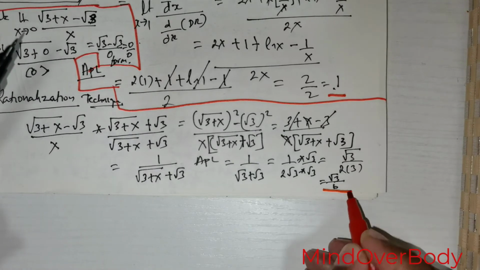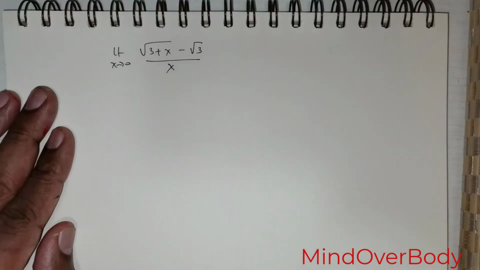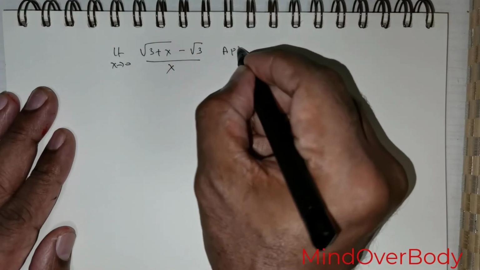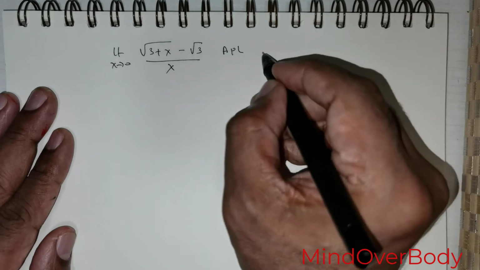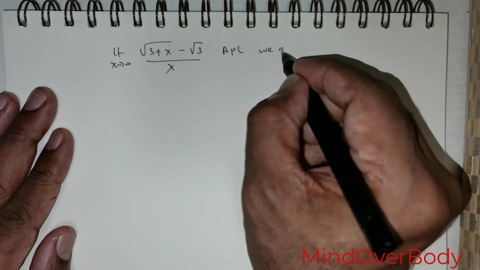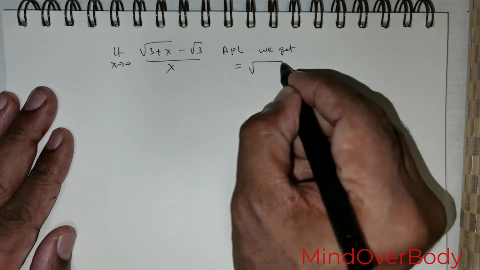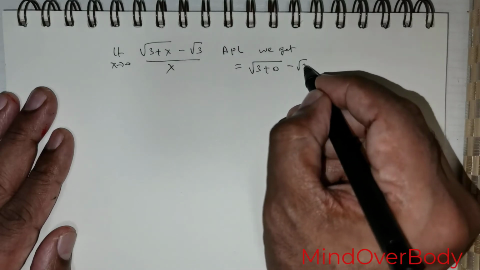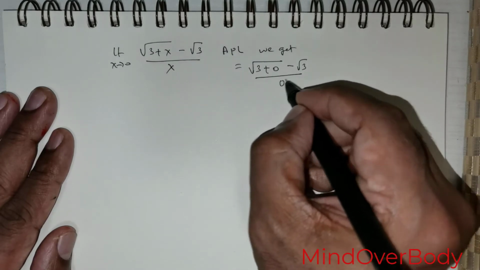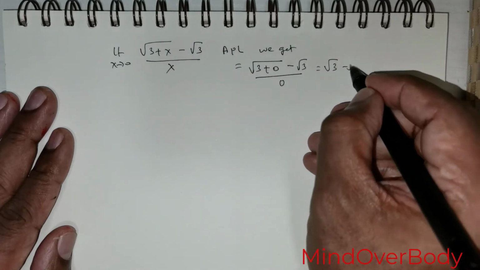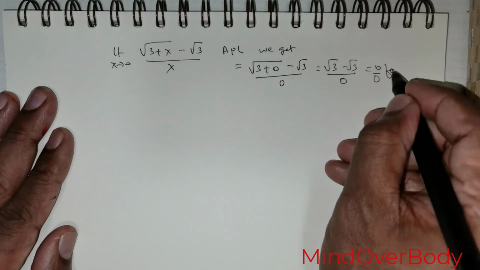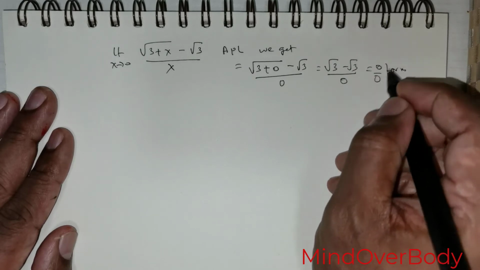So let me draw the red line. We are going to be applying L'Hopital's Rule. Before we could apply the L'Hopital's Rule, we will have to apply the limits. So applying limits, what do we get? Root of, in place of x I substitute 0, followed by minus root of 3, divided by 0. This is going to be root of 3 minus root of 3 divided by 0, which is 0 over 0 form. So you will have to explicitly state this.